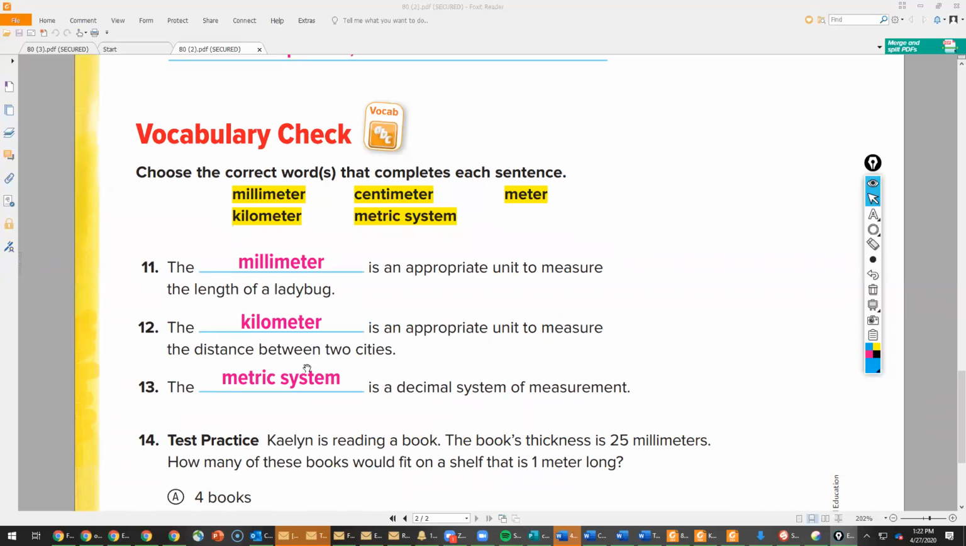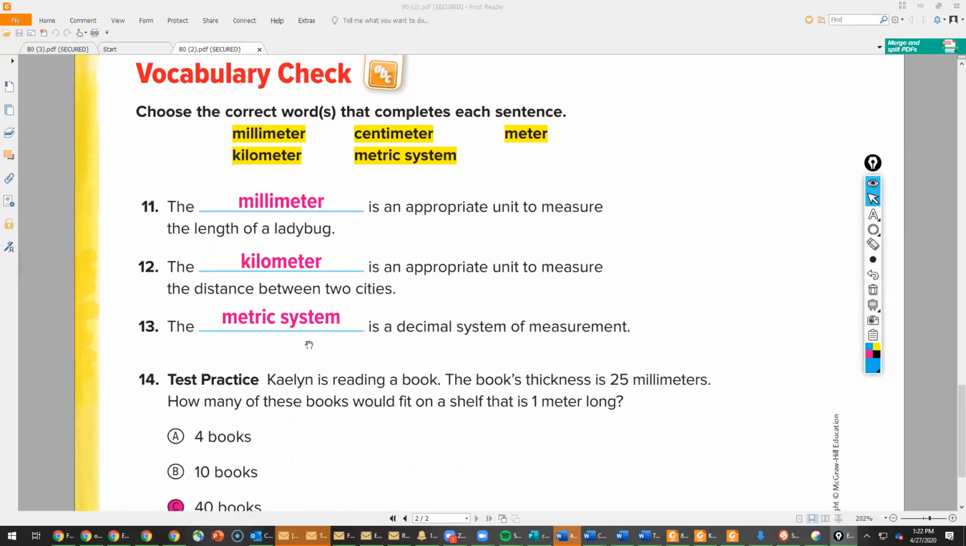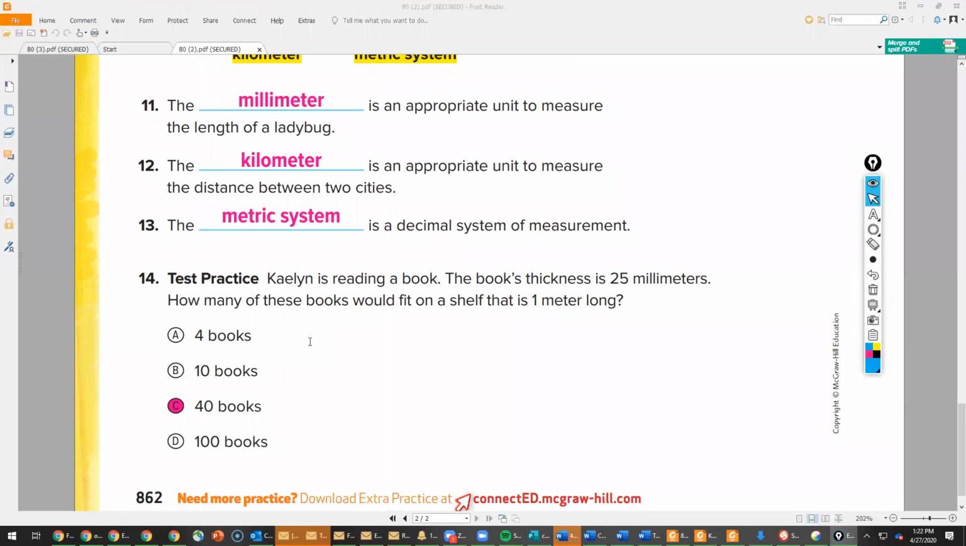And if you said the metric system is a decimal system of measurement, good job. We didn't actually introduce that yet, but that's the one that makes the most sense out of all the other choices. Test practice. Kaylin is reading a book. The book thickness is 25 millimeters. How many of these books would fit on a shelf that is 1 meter long?